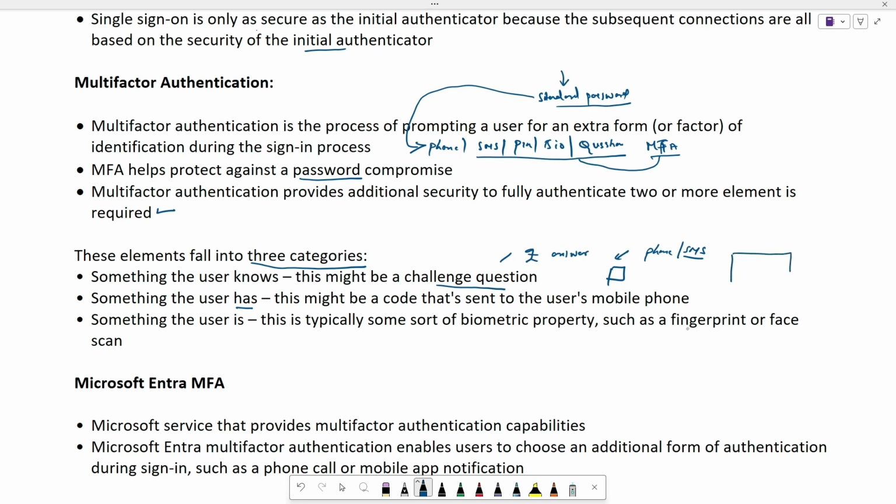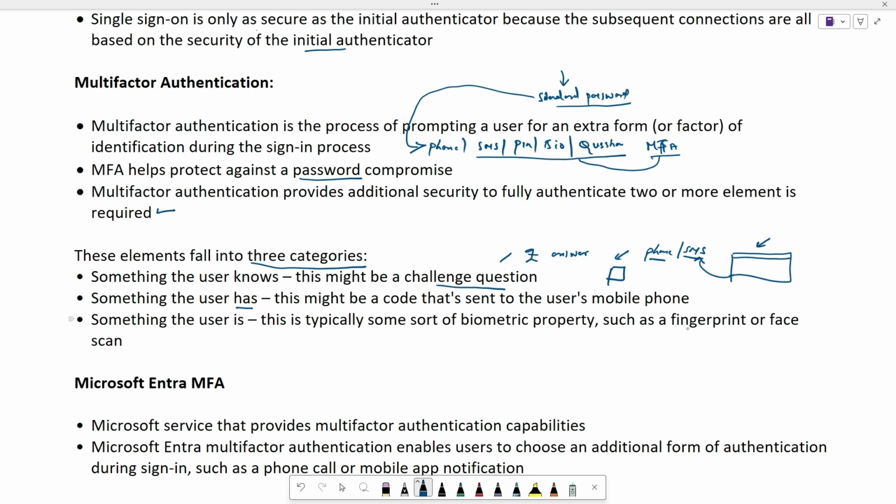So usually on a banking website, after entering your standard user ID and password, you will be asked to use another credential. Either it can be a phone call or the OTP pin which will be received via SMS.